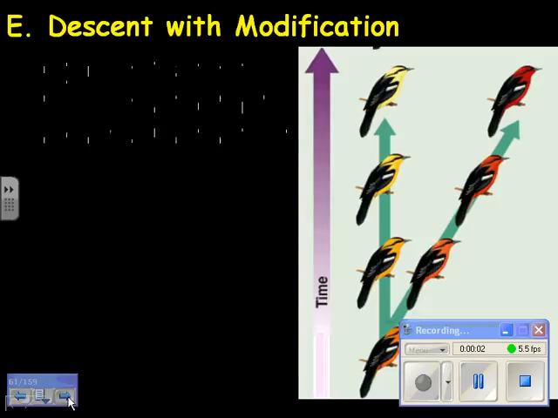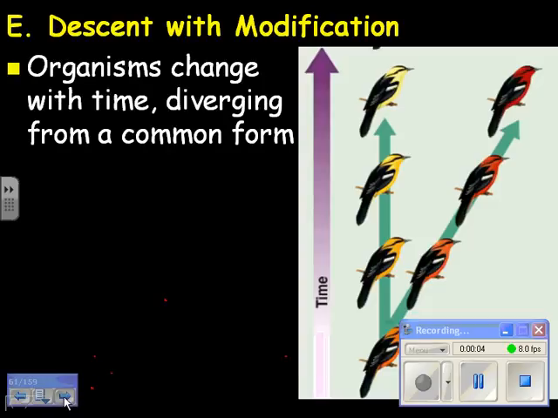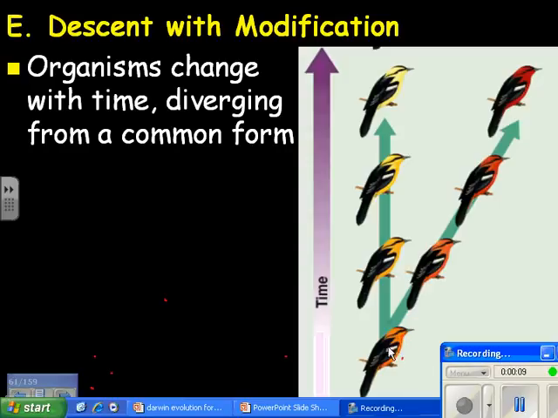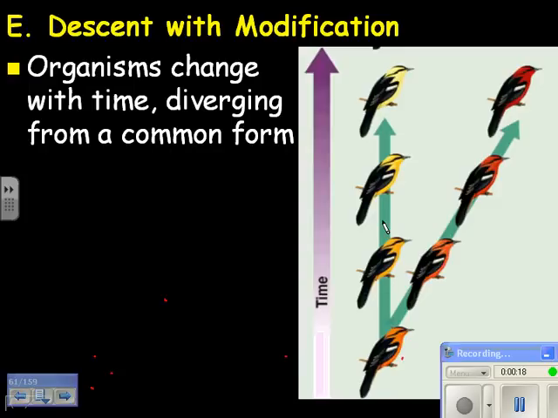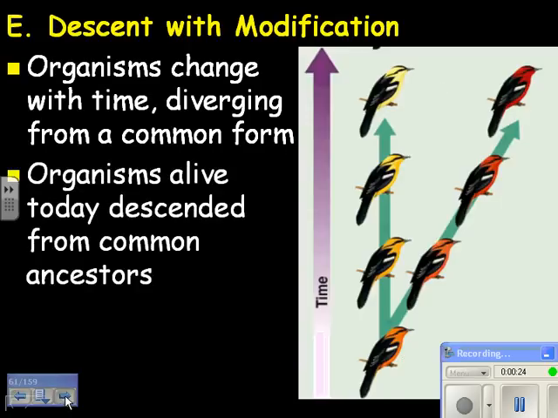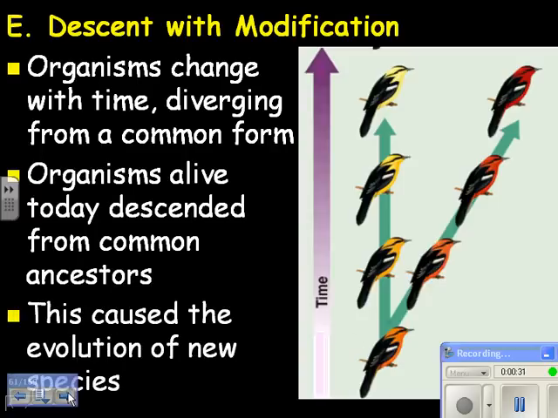Descent with modification. Organisms change with time, diverging from a common form. So the common form was mainly orange, but there was some variation. And if this population got split by, let's say, being on two different islands, then maybe one island would favor the yellow and another island would favor the darker one. So eventually you have these maybe two different species. Organisms alive today, like these two, descended from common ancestors, like that one. This caused the evolution of new species.